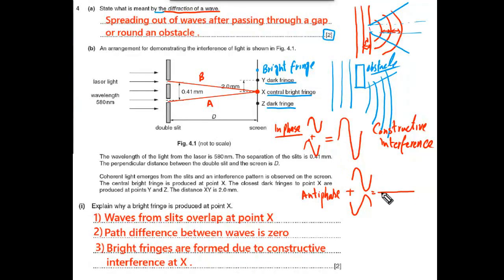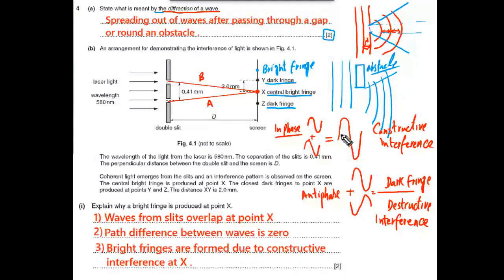So we will get no light. We call this a dark fringe, which simply means a lack of light. And this interference we call destructive interference. I'm just writing all the points for you to understand. So you can see here, this is destructive interference.